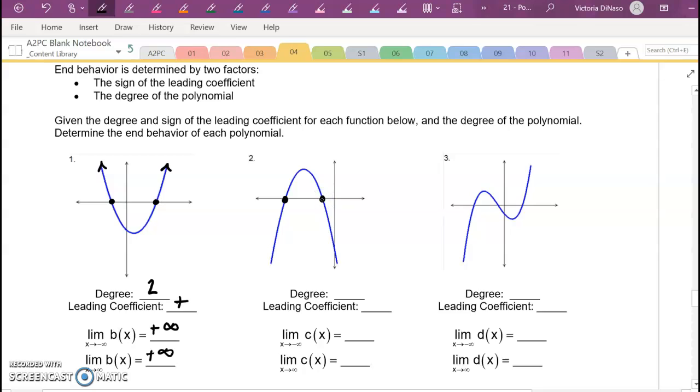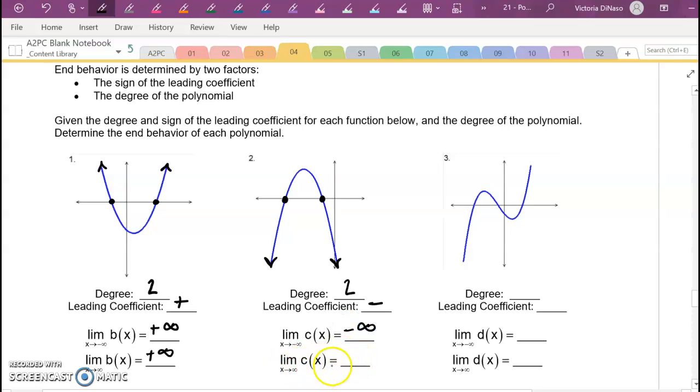For number 2, we're going to start by putting points on the zeros, which relates to the degree. So the degree of this polynomial is 2. Now the leading coefficient is based on the end. On the right-hand side, it's going down, which means that my leading coefficient is negative. For this problem, the limit of c of x as x approaches negative infinity, we have another down arrow, so we have negative infinity.